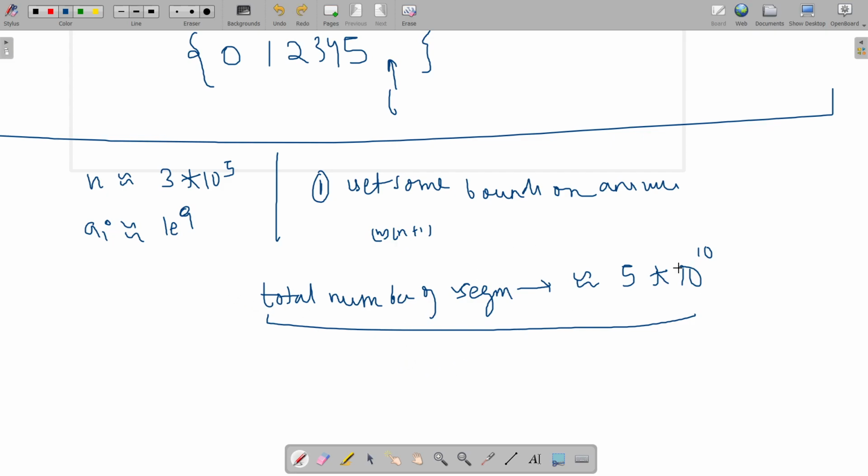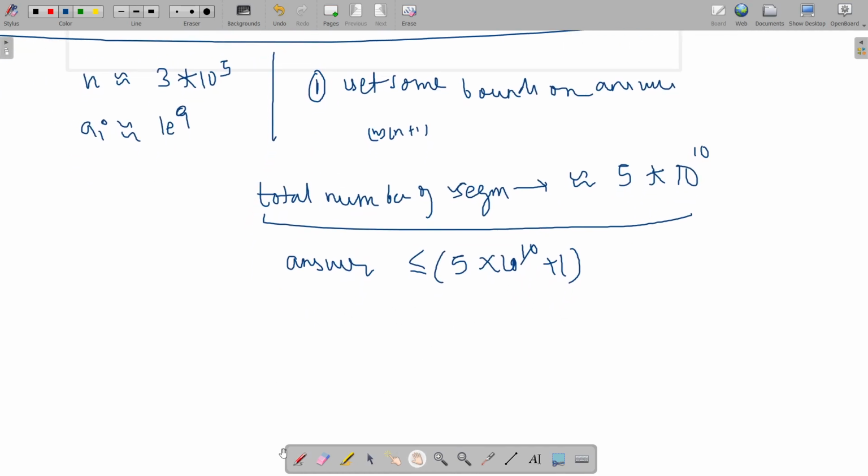So what can we conclude by this? We can conclude that the final answer will be less than or equal to 5 into 10 to the power 10 plus 1. Now, why am I saying this? Suppose the final answer was greater than this value. What would that mean? That would mean that the LCMs in all the possible segments would be like 1, 2, 3, 4.